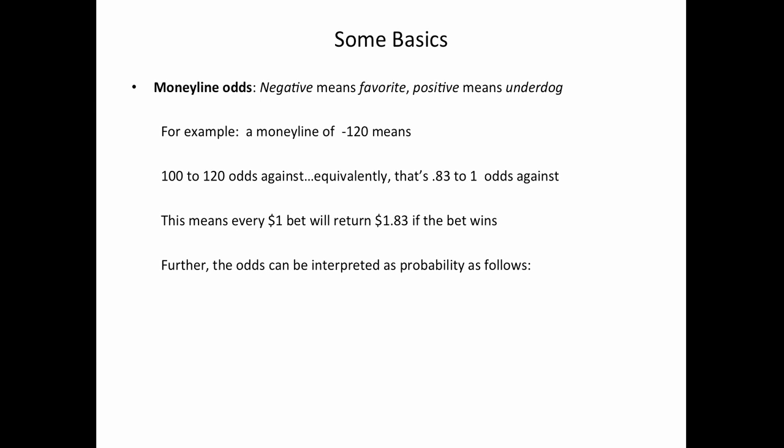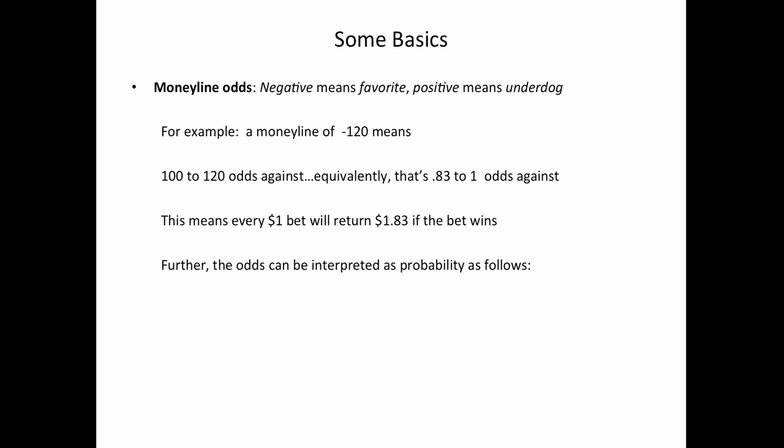Now, moneyline odds are a way in which odds are often stated in sports betting, particularly in the United States. Negative means a favorite, positive means an underdog. For example, a money line of minus 120 means the odds are 100 to 120 against. That's equivalent to 0.83 approximately to 1 against. And that means every $1 bet would return $1.83 if that bet wins.